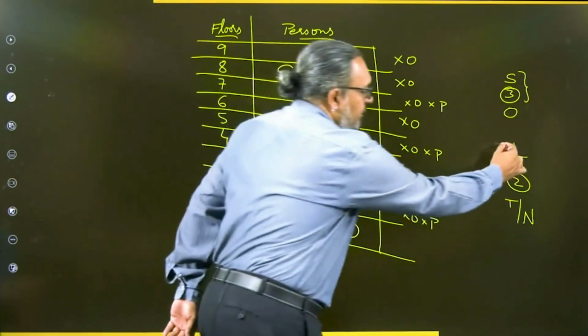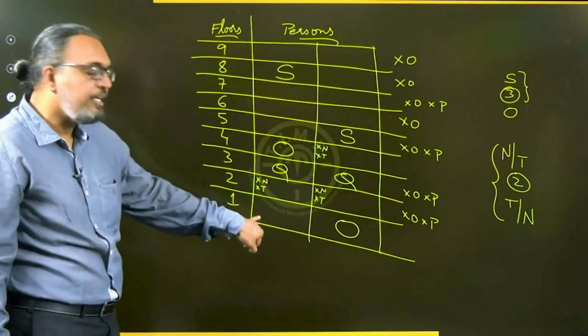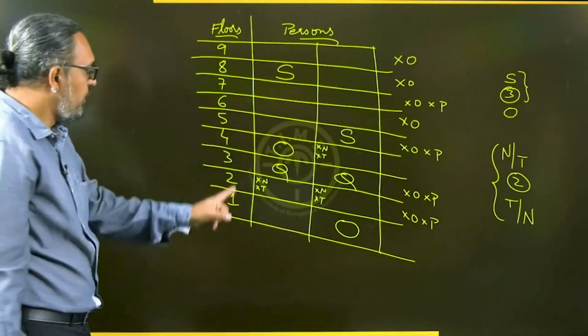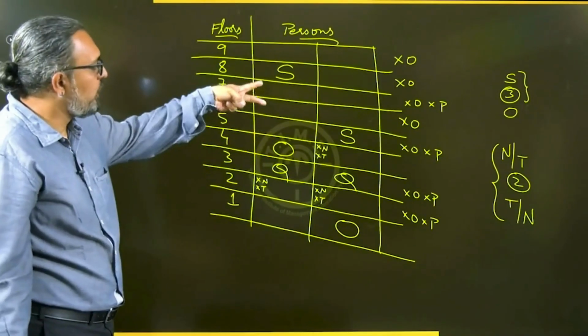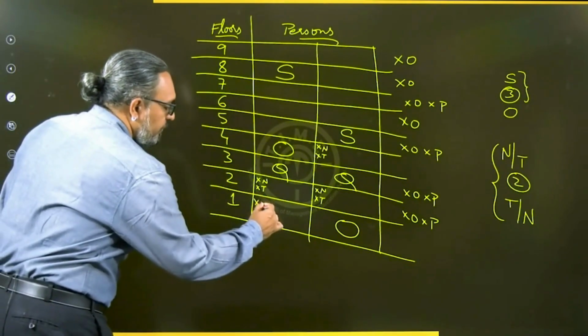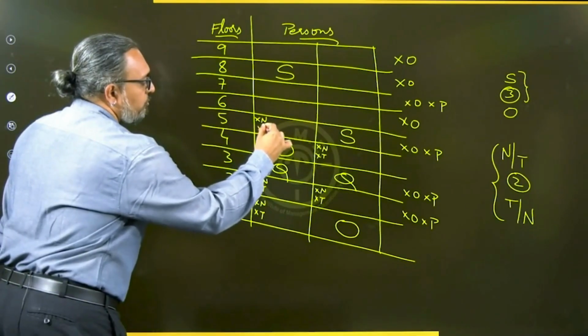Now, let us see where these N and T can be arranged. Can I have N and T on the first floor? Not possible, because leaving 2 floors, O is already there. Second is ruled out. Now, if I take the 5th floor as N or T, leaving 2 gap, S is already there. So, you cannot have N or T on the 5th as well. So, this is how you need to understand the process of elimination.